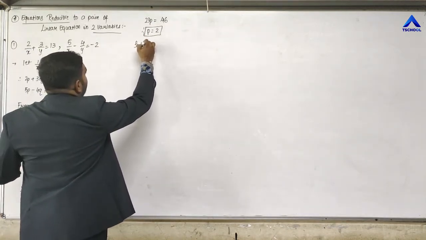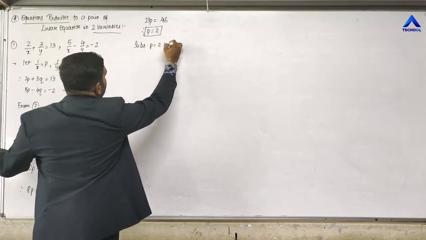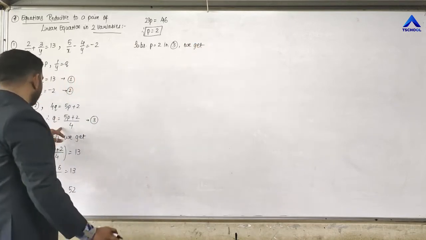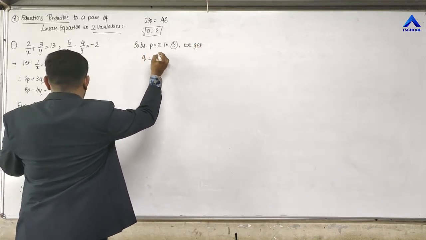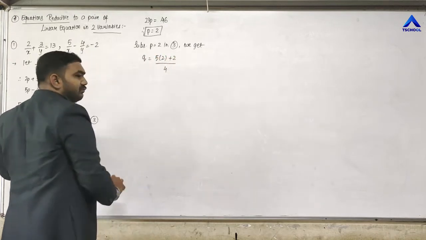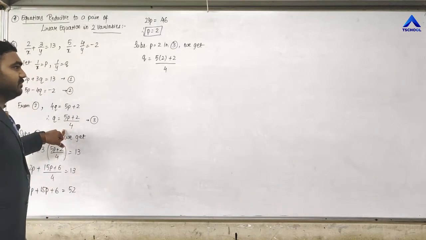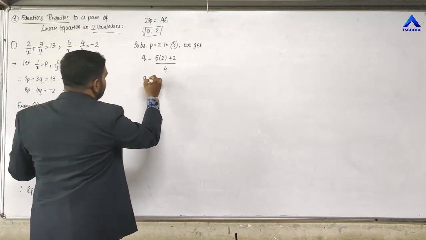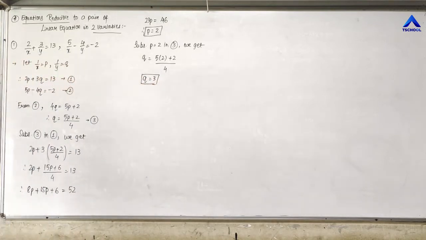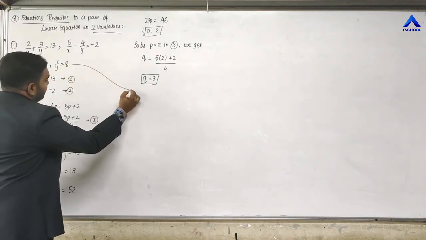Substitute p is equal to 2 in 3. What do we get here is q is equal to (5 into 2 plus 2) upon 4. 5 into 2 is 10, 10 plus 2 is 12, 12 by 4 is 3. So q is equal to 3. So note that, friends, we got the values p is equal to 2 and q is equal to 3, but we require the solution, and solution means the values of x and y. So again we shall use this condition here.